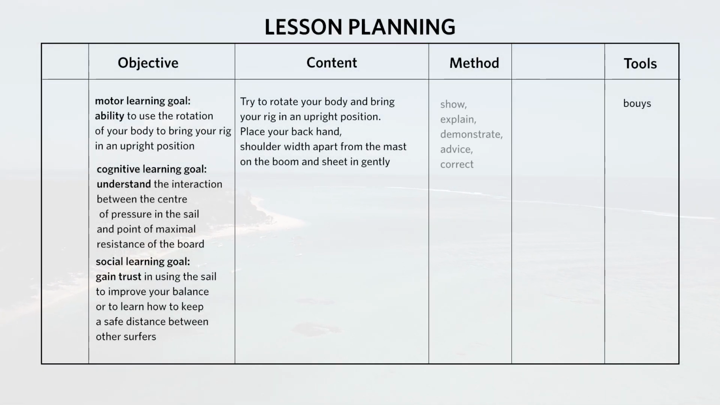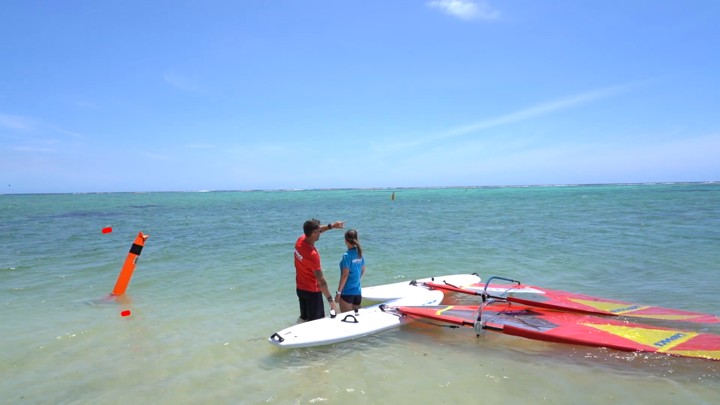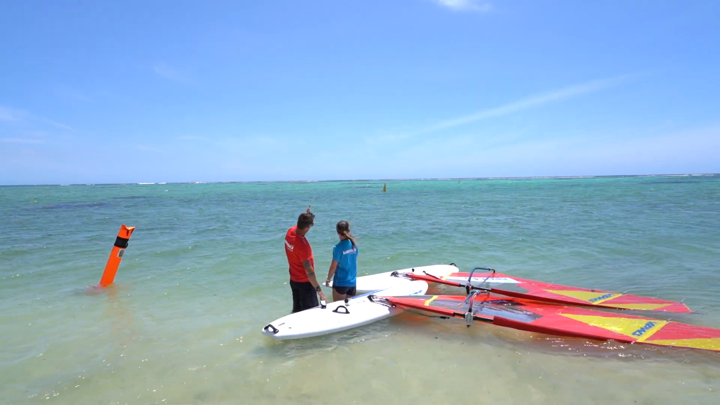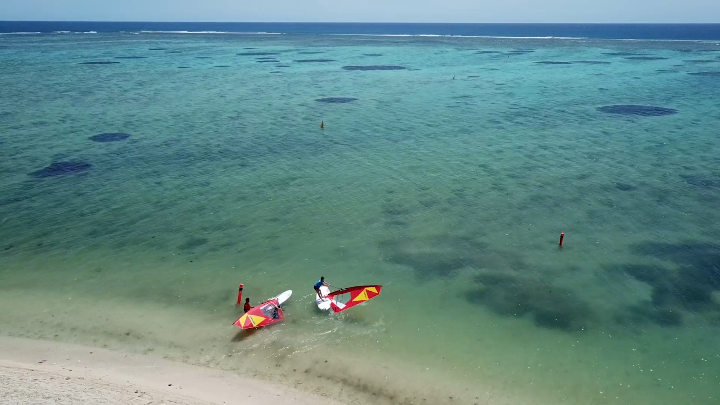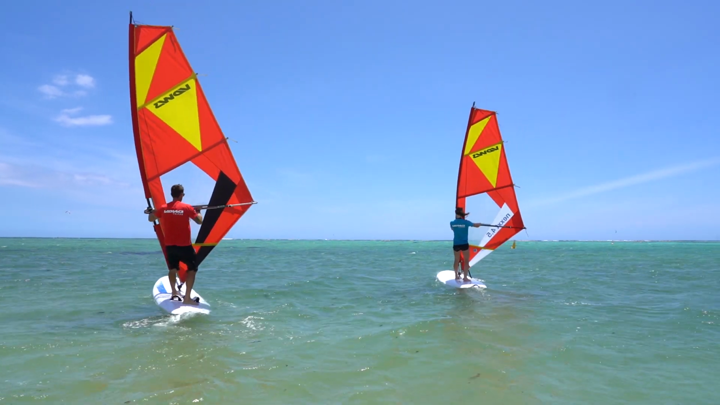As soon as the methodical approach is specified, you need to find a fitting form of organisation. A great tool to help you define the teaching zone are buoys. They provide a visual support of orientation on the water and can be used to mark the starting point of the exercise, so the instructor has the chance to sail on his own equipment together with the students.